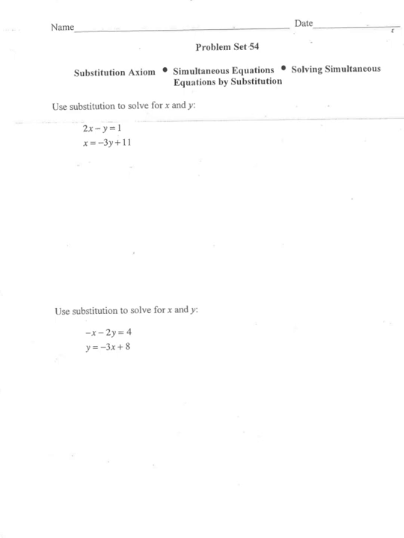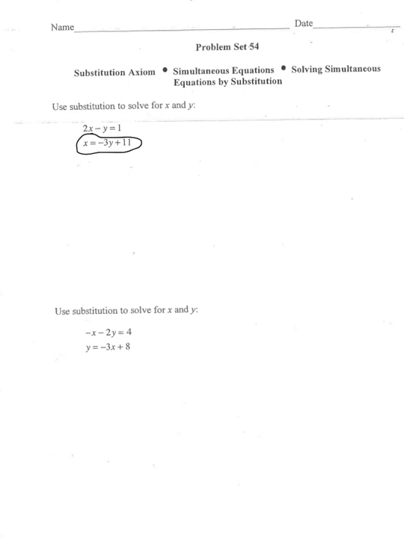So what we're going to do to start out, when we use the substitution method, is try to solve for one of the variables if that hasn't already been done for us. So if we look at this first set, you notice that we've got 2x minus y equals 1 and x equals negative 3y plus 11. Now what's convenient about this set is that we actually do have one equation that has been solved for a variable, and that's the bottom one. This one here.